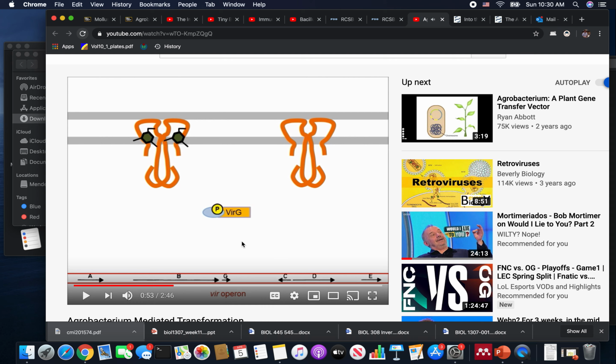Right, okay. Let's break that down. So acetosyringone binds, that's great. And then this protein is actually a receptor and a kinase. Do you remember kinases from last term? Hopefully. So kinases are going to break a chemical like ATP or GTP. Those are the most common ones.